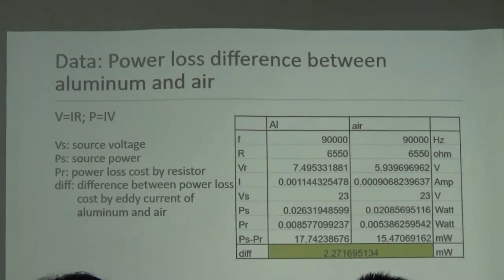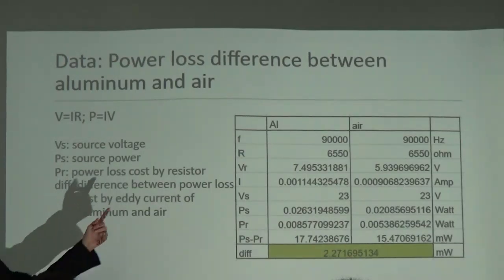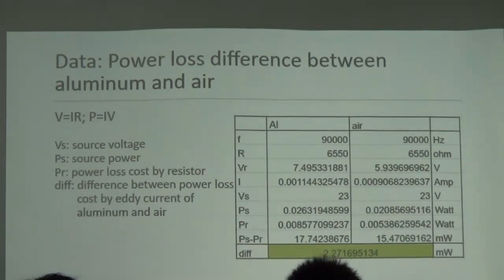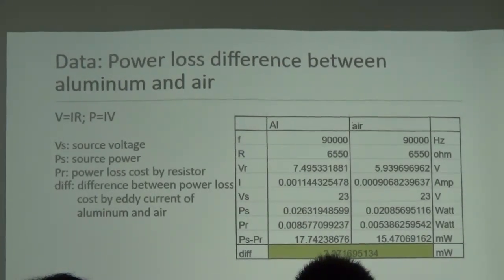Here are our data. First it's about the power loss difference between aluminum and air. We use the waveform generator to generate a wave which has 90,000 hertz, and we observe it on the oscilloscope, and then after some calculations, we have the difference between the power loss caused by eddy current of aluminum and air, which is about 2.87 microwatts.